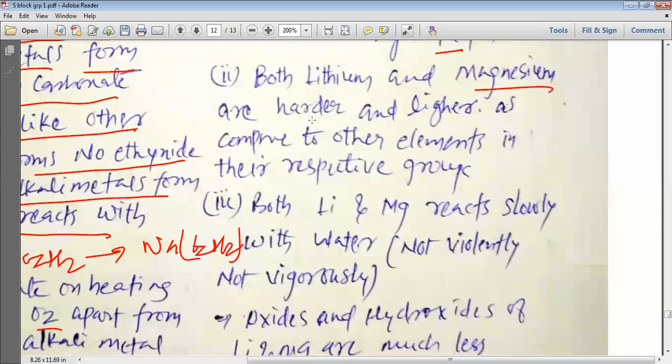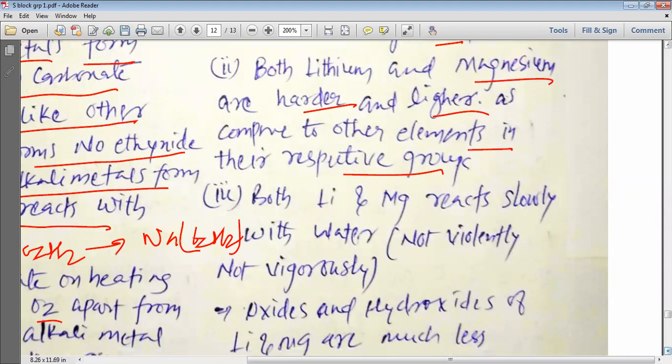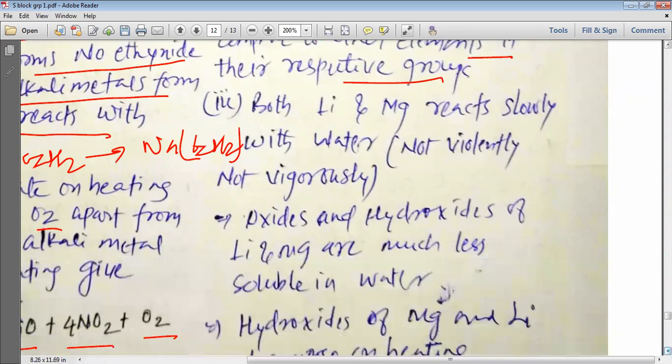Both lithium and magnesium are harder and lighter as compared to the other elements in their respective group. So compared to the other elements of the group, lithium and magnesium are harder, but they are lighter. That means their density is less, but they are very tough and they cannot be easily broken. Whereas the other elements, for example, group 1 elements, can be easily cut with a knife.